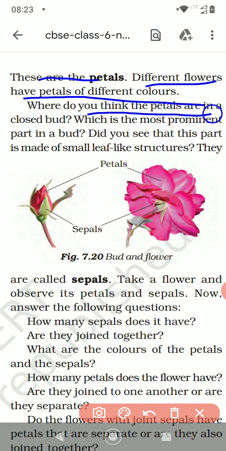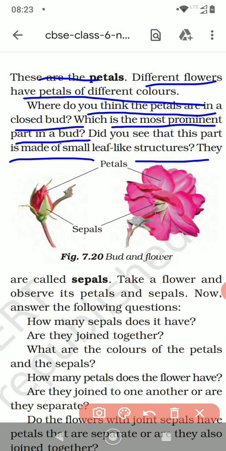Where do you think the petals are in a closed bud? It is inside the bud, it is protected. Which is the most prominent part in a bud? Did you see that this part is made up of small leaf-like structures, and they are called sepals. The most prominent part of the bud is the sepal, and these sepals are covering the petals. Take a flower and observe its petals and sepals.